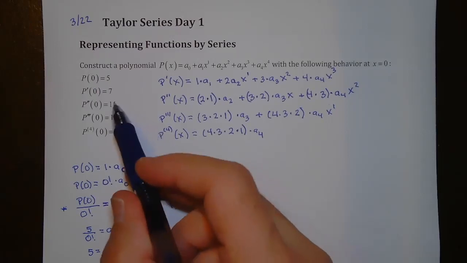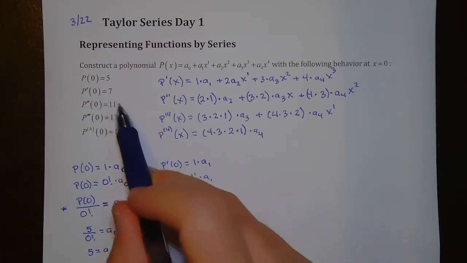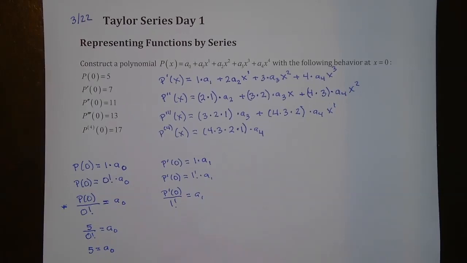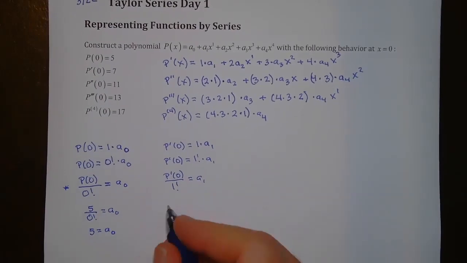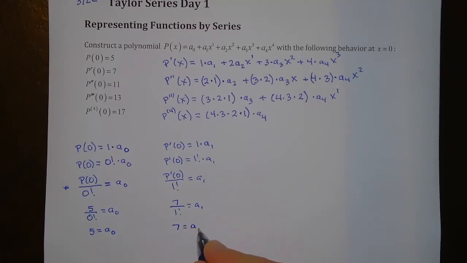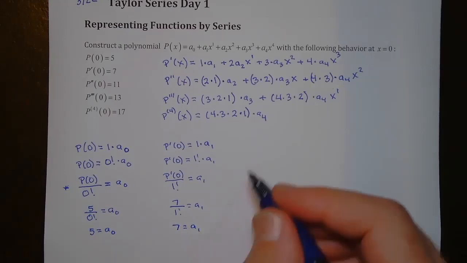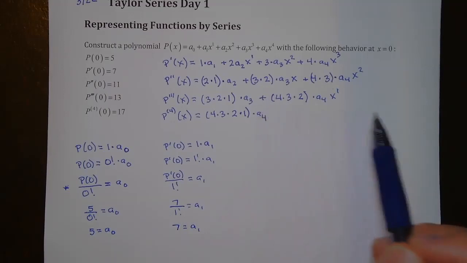Well, we know from up here, p prime of 0 is 7. So this is going to be 7 over 1 factorial, that'd be a sub 1. Well, that'd be 7 over 1, which is 7. So 7 is equal to a sub 1. So we now know a sub 1. Okay, so how about a sub 2?